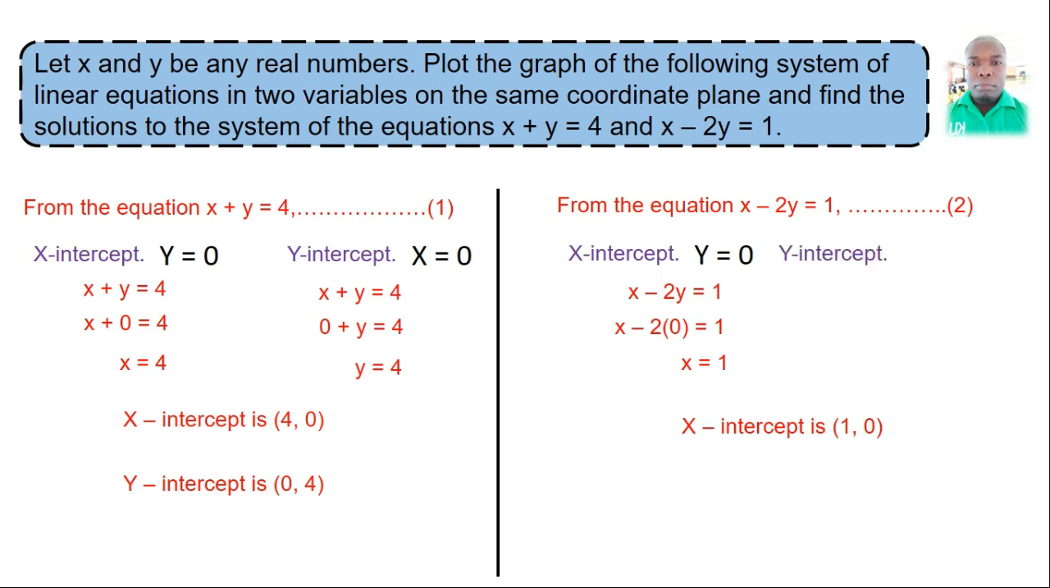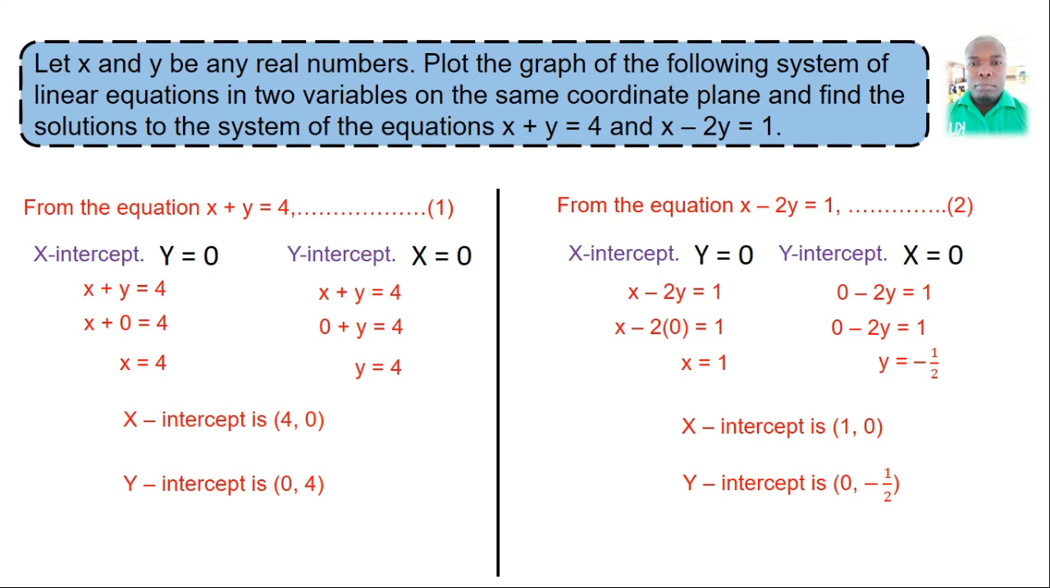Let's get the y-intercept. So for the y-intercept, we will write 0 instead of x. Therefore, 0 minus 2y equals 1. And this means that y equals negative a half. Therefore, the y-intercept is (0, negative a half).